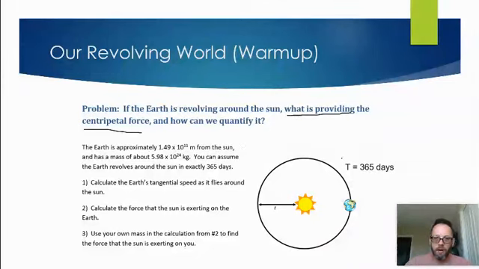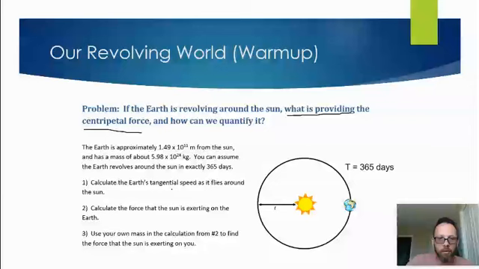Usually to find a centripetal force, we need the tangential speed, the period, or the frequency. And luckily, we do know the period. We know that the Earth revolves around the sun in roughly 1 year, so 365 days. We also know the radius of this orbit, about 1.49 times 10 to the 11 meters, and we roughly know the mass, about 5.98 times 10 to the 24 kilograms.